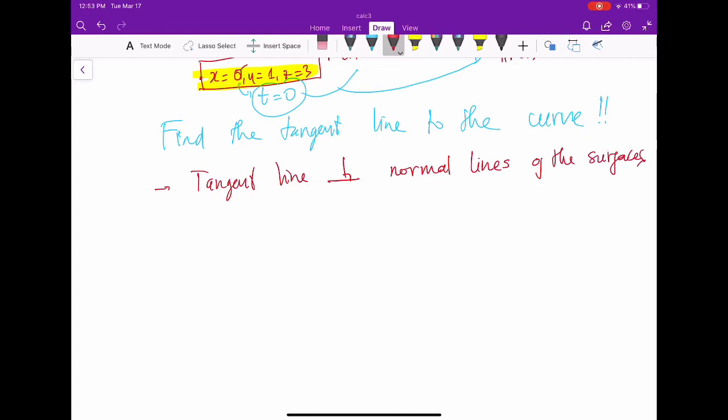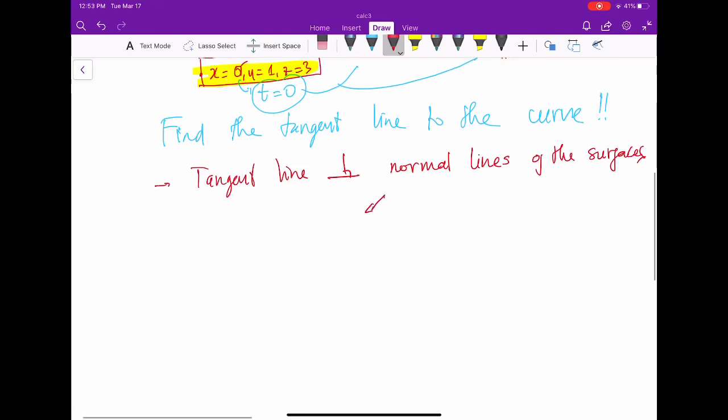So what is that? If the tangent line is perpendicular to two normal lines, that means the tangent line is just a scalar multiple of the cross product. So you might think about the cross product. Is it correct? If you have two normal lines and you take the cross product of these two normal lines, you get the direction of the tangent line. You are good. Make sense? So that is the main idea.